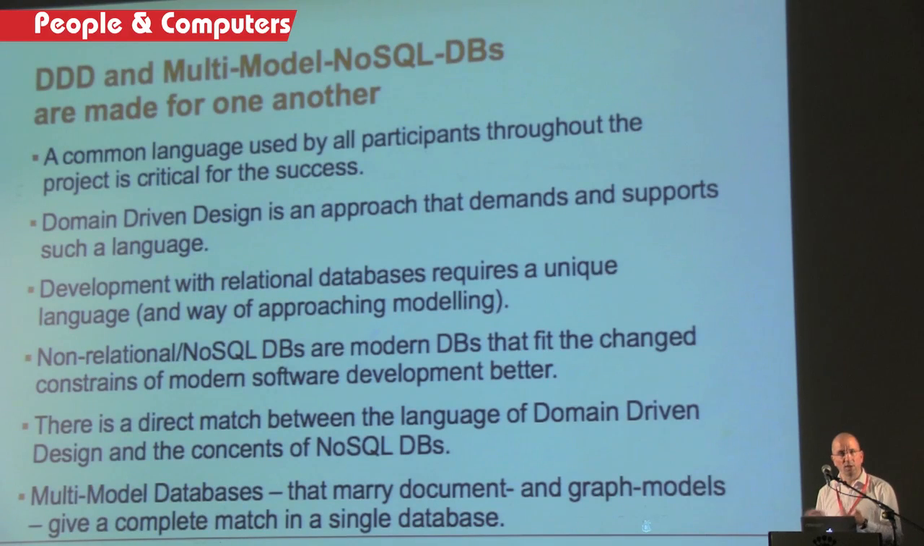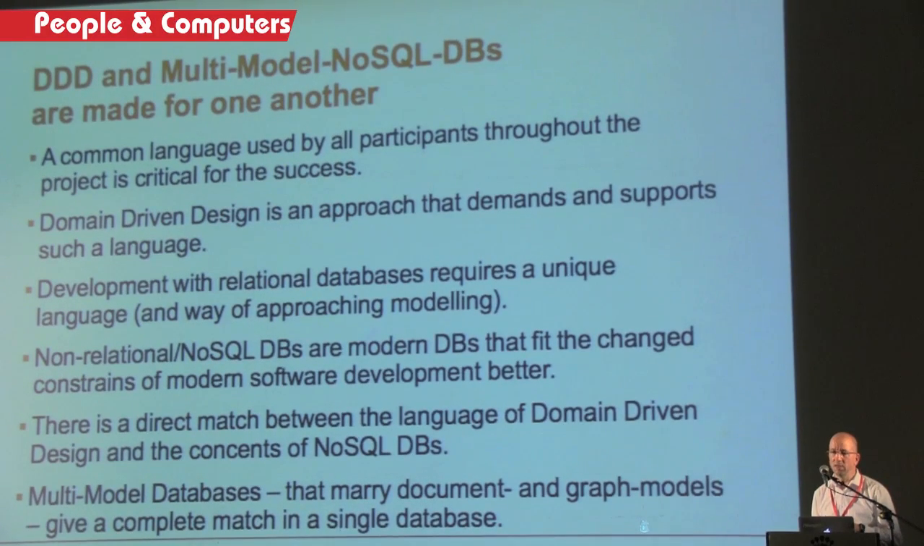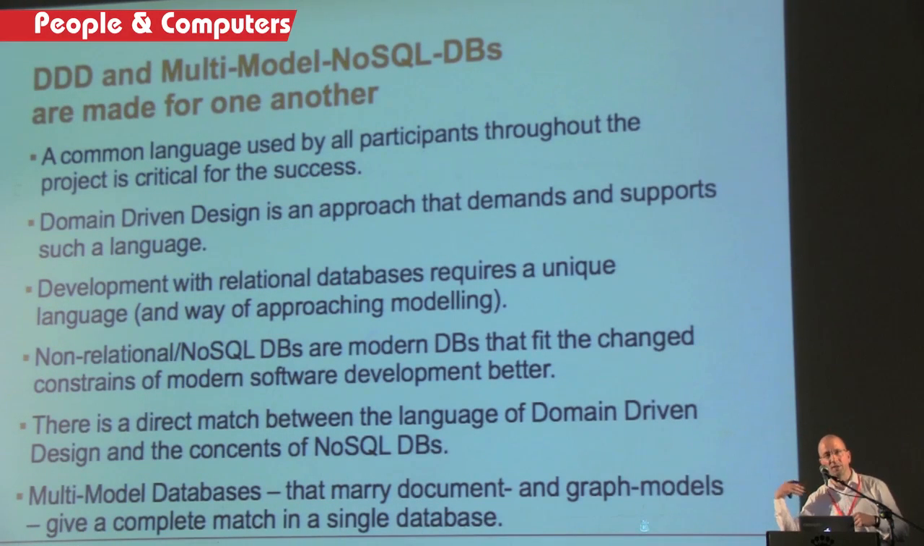The non-relational databases that exist are modern databases that are very, very powerful. And there is a direct match between the concepts in domain-driven design and the concepts and the objects that you have in NoSQL database. And for that match to be 100% perfect, what you need is a multi-model database that at the same time gives you the documents and the graph approach for the associations.